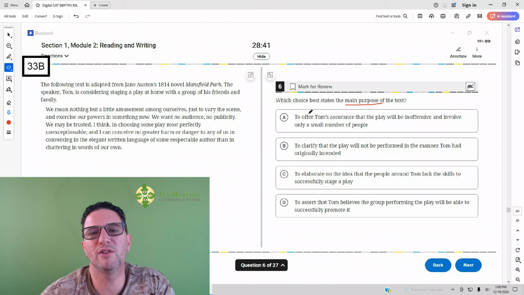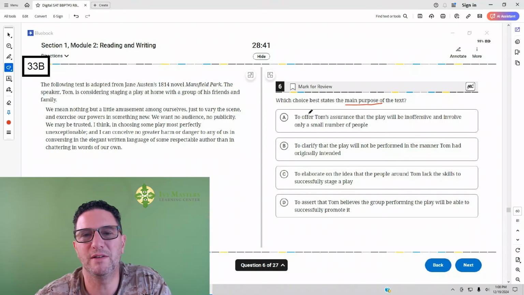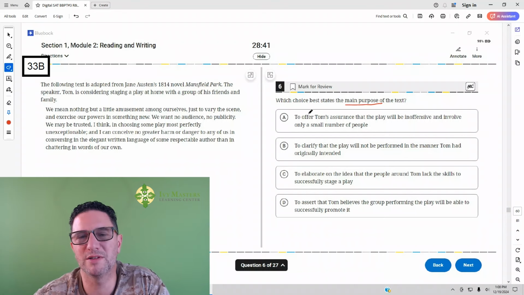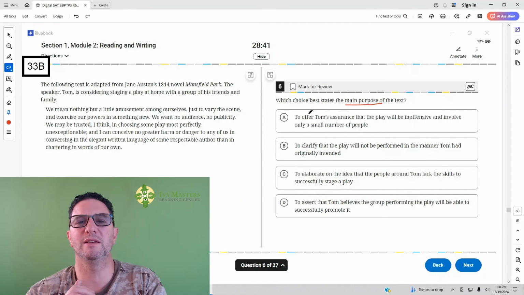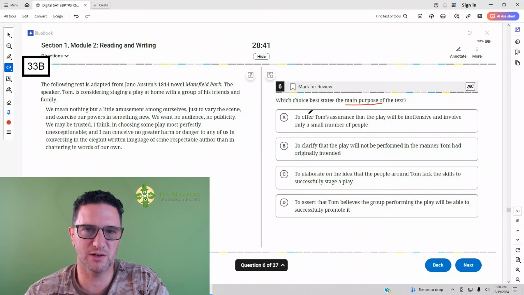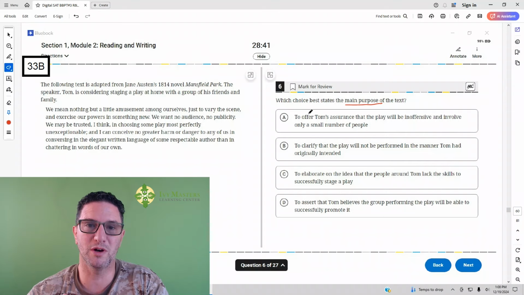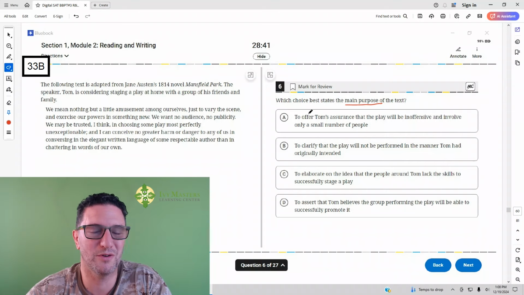Main idea is the what happened. Main purpose is why has it happened. So it does take it one step further. Usually when you have the main idea in mind, you're in a good position to answer the question correctly, but there are those tougher questions where you really got to think, why is the author telling me this?